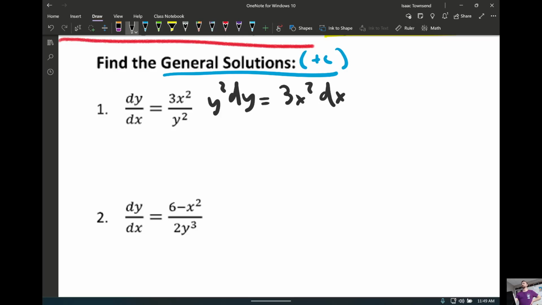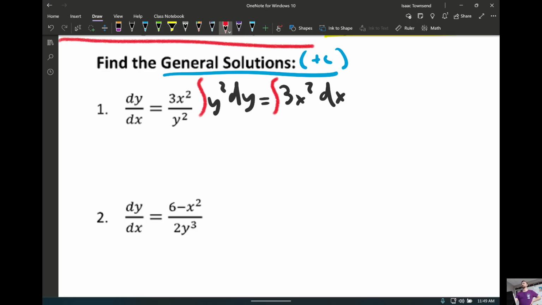That's referred to as the separation of variables. I multiplied both sides by y squared to get all the y stuff on the left, and I multiplied both sides by dx to get all the x stuff on the right. Once the variables have been separated, now we can integrate. I can integrate the left side as long as I'm willing to integrate the right side. That keeps our equation balanced.